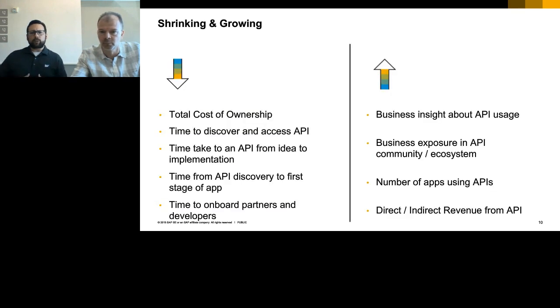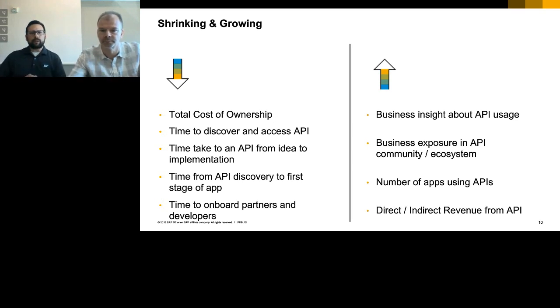So then I'll just quickly talk through this. One of the benefits of this is that you can shrink the things that you don't want to spend your time on, and you can grow the things that you really want your business to expand in. So you can see TCO, how fast a developer gets going with it, how fast you actually make that API. Those are the things you want to shrink. And then your business insights, exposure to the world, how many people are using your APIs internally or externally, those are things you want to grow.